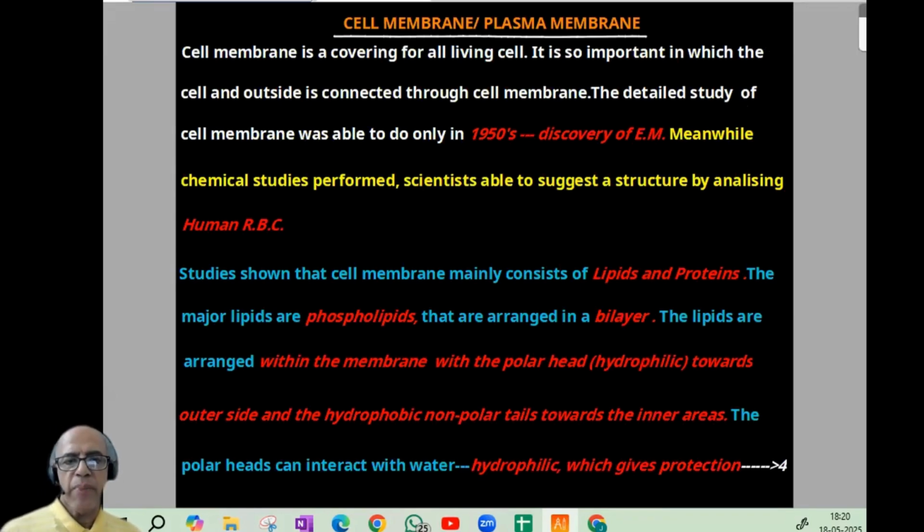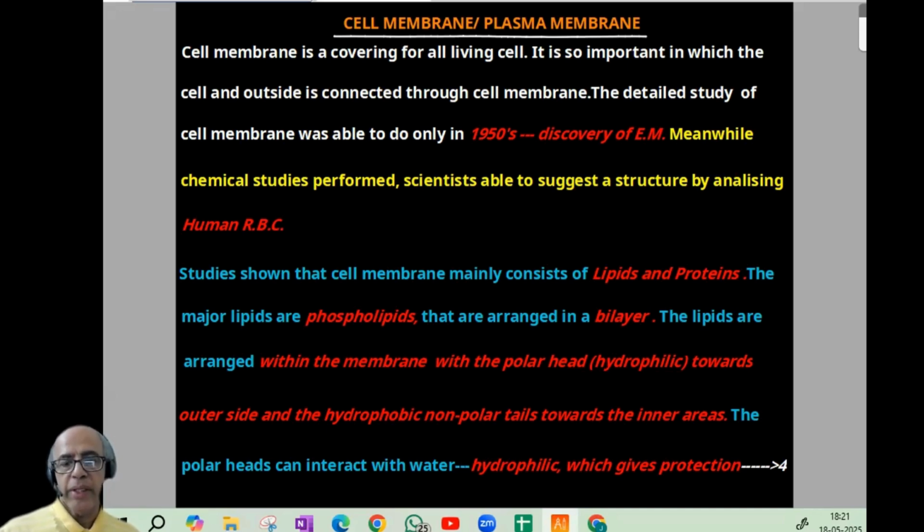So when we say cell membrane, it is a covering for all living cells. It is so important, because the cell and the outside are connected through the cell membrane. Detailed study of the cell membrane was possible only in the 1950s. The reason is the discovery of the electron microscope during that time. Meanwhile, chemical studies were performed, and scientists were able to suggest the structure by analyzing human RBC.